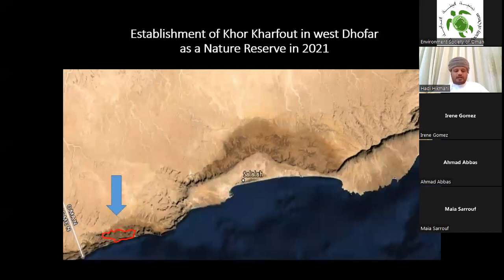However, the latest conservation measure in favor of the Arabian leopard was last year, in August 2021, when Oman established Khirfot here in the west of Dhofar, in the wilaya between Rakhiyut and Talkut, as a nature reserve. The reserve contains some of the most important habitats for the Arabian leopard in western Dhofar, and we hope that having this area as a nature reserve will help leopard conservation in the region.